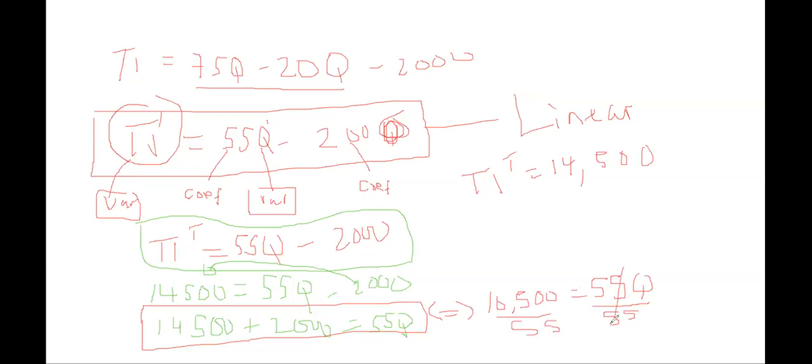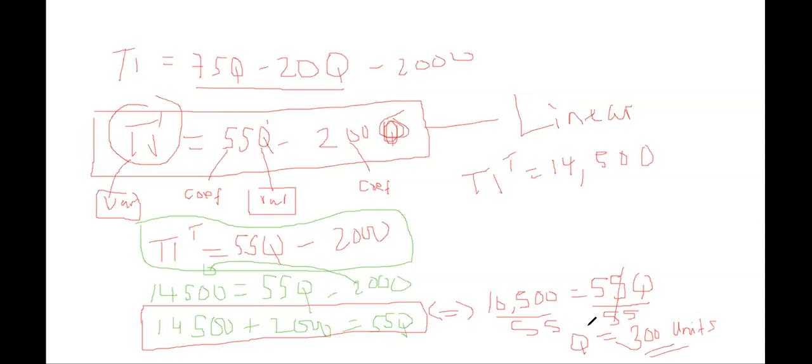We cancel this. So at the end of the day, for us to make a profit of 14,500, this will give us 300 units. Let me confirm it. Yeah, it will give us 300 units.